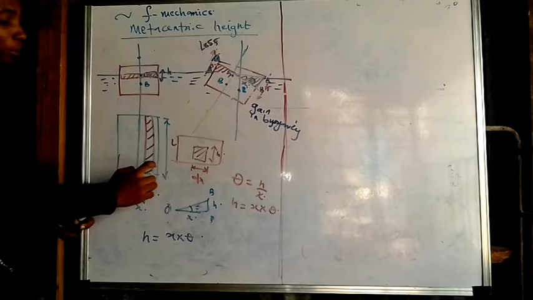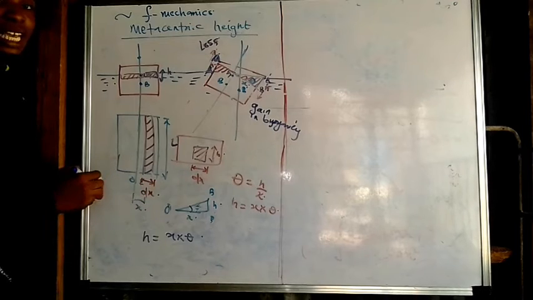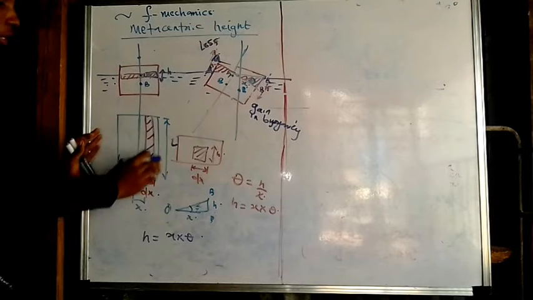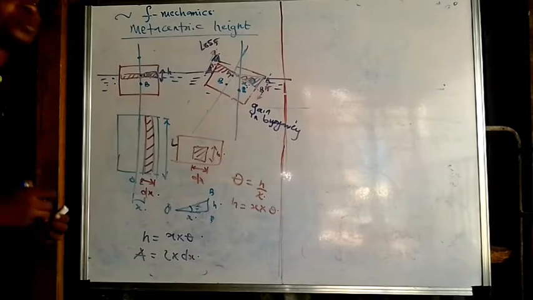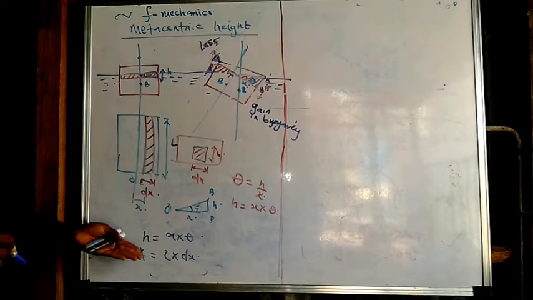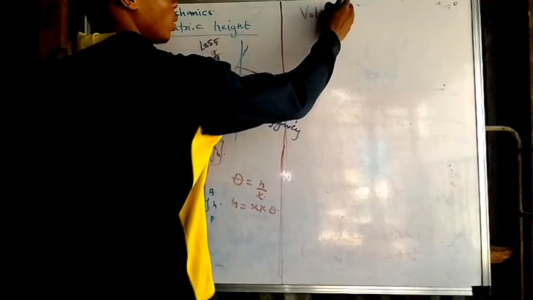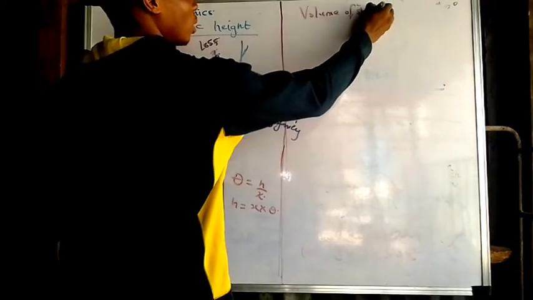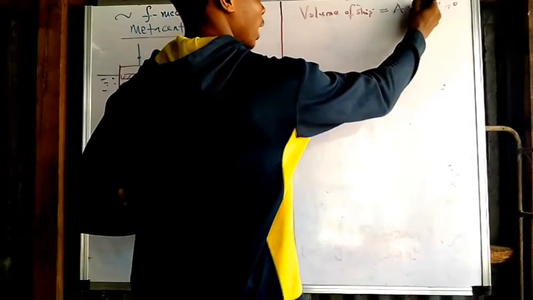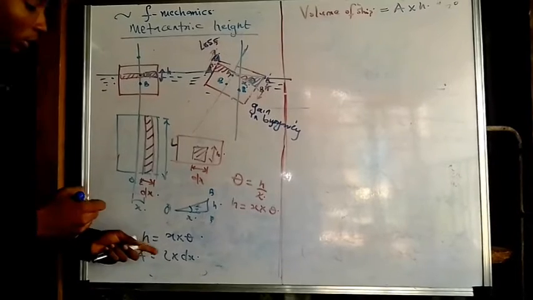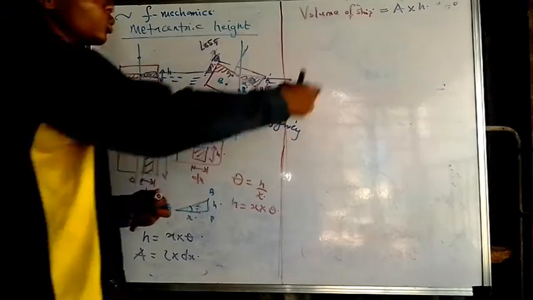Now, this particular strip has a length L and a thickness dx. So you can say the area of this strip is given as L times dx. Right? Since we have gotten the area and the height of my strip, let me get the volume of my strip. The volume of this strip will be given as area times h. Since we got h to be x times theta, and the area to be L times dx, we can put it here.